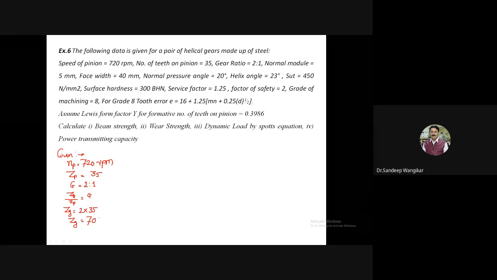Then next, normal module Mn is equal to 5 millimeter. Face width B is equal to 40 millimeter. The normal pressure angle alpha n is equal to 20 degree. The helix angle psi is equal to 23 degree. The ultimate tensile strength for the material SUT is equal to 450 Newton per mm square.